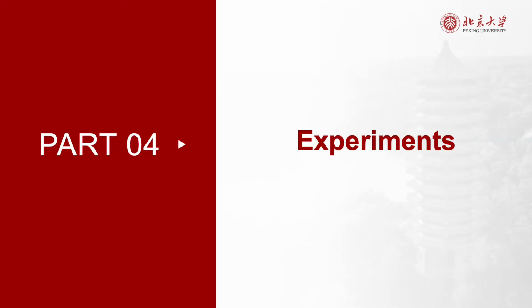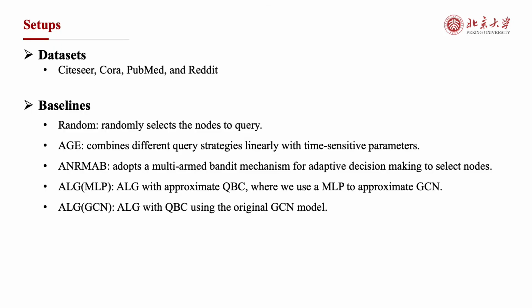Then, the experiments. To validate the effectiveness of our method, we conduct experiments on 4 datasets. The baselines include random strategy, 2 state-of-the-art methods, AGE and ANR-MAB. We also compare the performance of ALG with different base models.